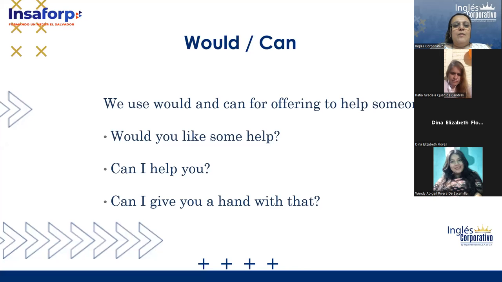Would and can. Well, we use would and can for offering to help someone. Would you like some help? ¿Te gustaría algo de ayuda? Okay. Can I help you? ¿Te puedo ayudar? Can I give you a hand with that? ¿Puedo darte una mano con eso? Can, este sí tiene una traducción. Es poder. Can. Pero el would, a la hora de traducirlo, sería solo como el suffix. El ía. ¿Te gustaría?